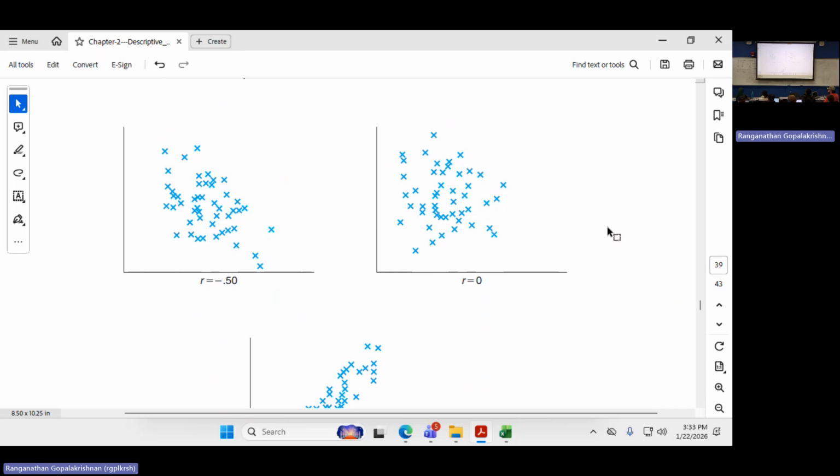Okay. So look at the next graph here, minus 0.5. What is the difference between 0 and minus 0.5 that you can visually see? Yes. There is a sense of direction here. Although there is a scatter, there is still a downward trend, correct? That's what you can immediately see. The rule of thumb test is you should be able to take a ruler, make a line through that, and most of the data should pass through that line. That's the rule of thumb.